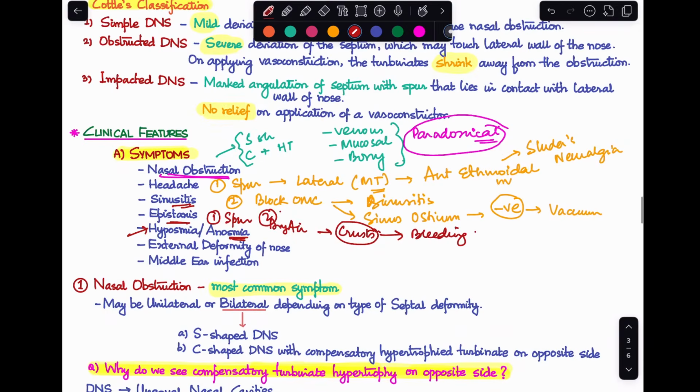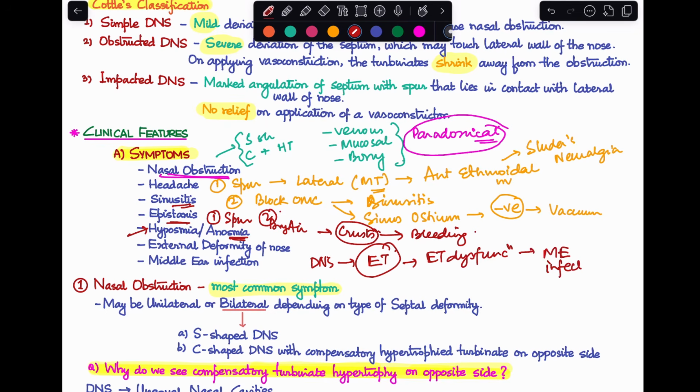And lastly is middle ear infection. So we know that if there is a DNS present, it can end up blocking the eustachian tube. Now, when the eustachian tube gets blocked, it leads to eustachian tube dysfunction, as a result of which this can predispose to middle ear infections. So these are the different ways that a patient with a DNS will present to you.